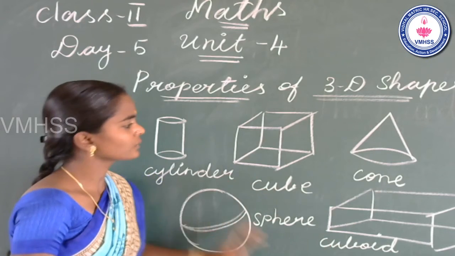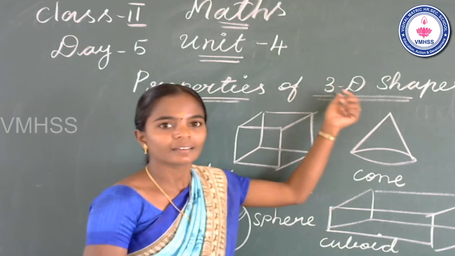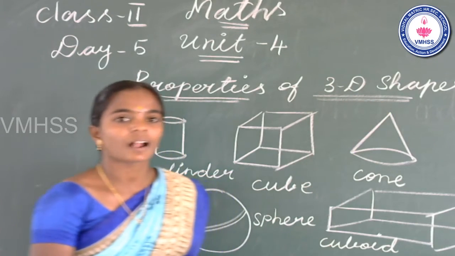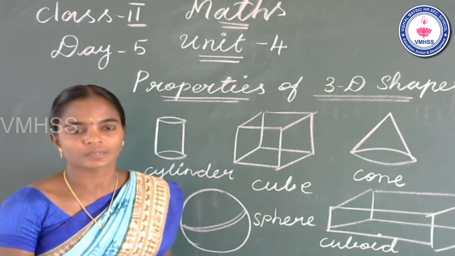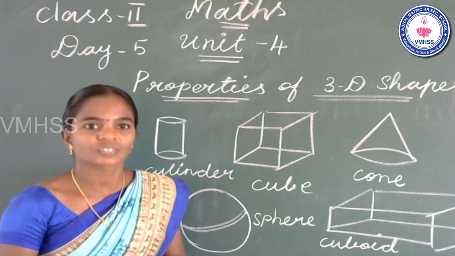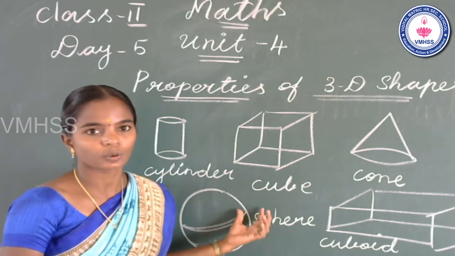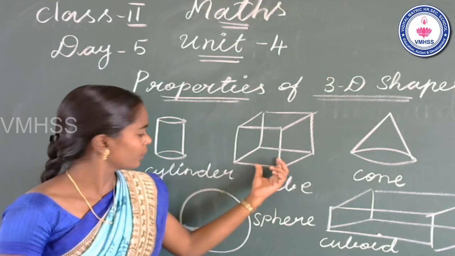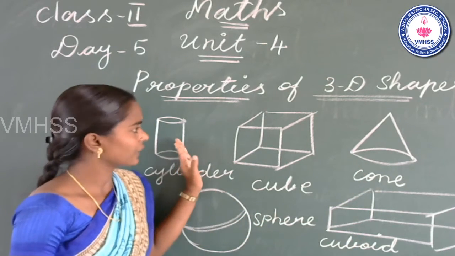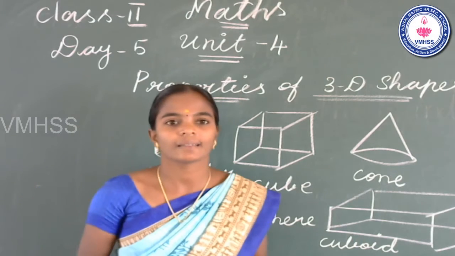Okay, so these are fully 3D shapes. 3D means three-dimensional shapes. 3D shapes are also called solid shapes. Okay, children, so there are five shapes given: cube, cone, cuboid, sphere, cylinder are solid shapes. Okay, did you understand now?